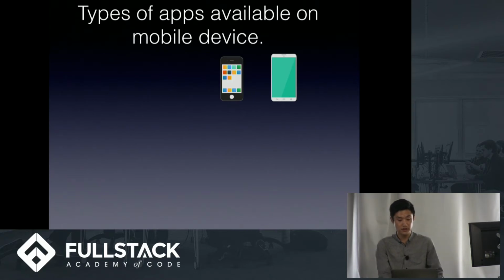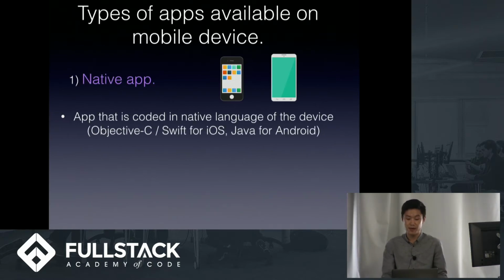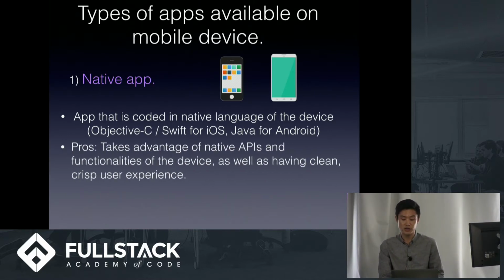So there are different types of apps that you can develop for a mobile device. First would be a native app. And what that is, it's an app that is coded in the native language of the device. So you have languages like Objective-C or Swift for iOS, and you have languages like Java for Android. There are some good things you can take away with this.